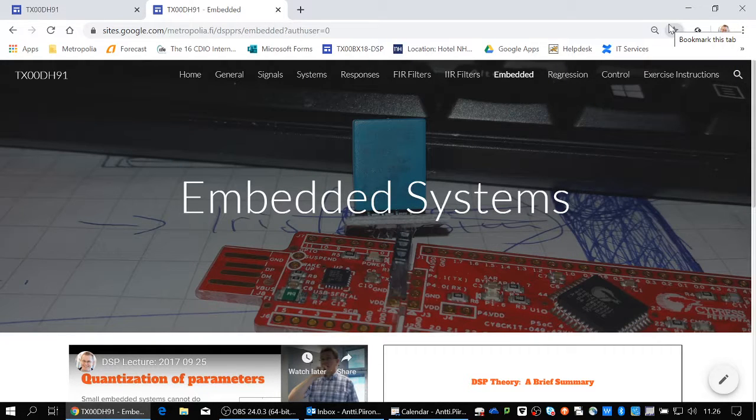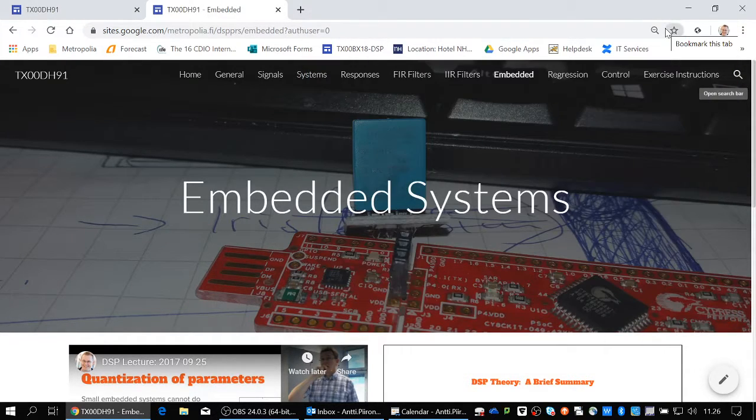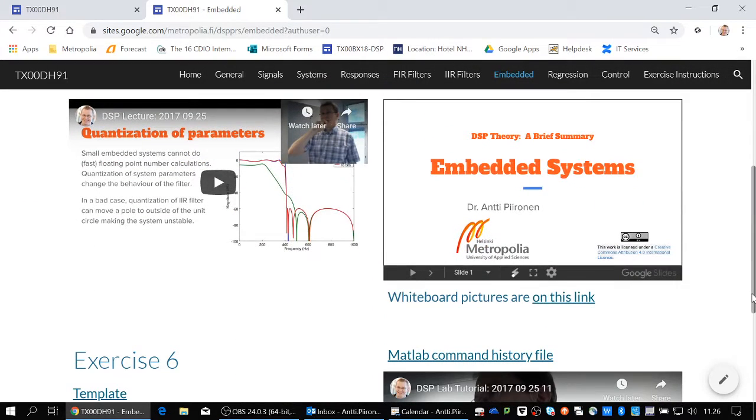So today's topic is embedded systems. Just a moment, I check that there. Yep, it works. Embedded systems, meaning what kind of considerations you need to take when you are actually designing, for example, a handheld device or something like that with limited resources.